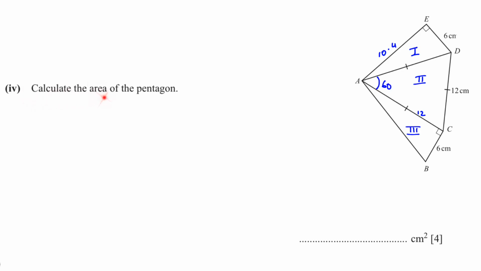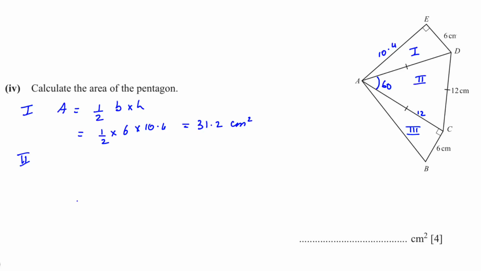We have to calculate the area of the pentagon. There are three triangles, so we'll divide it into three parts. Area 1, 2, and 3. Area 1, the triangle is a right angle triangle. So we can use the rule half times base times height. The base is 6 and the height is 10.4. This will give us 31.2 square meter.